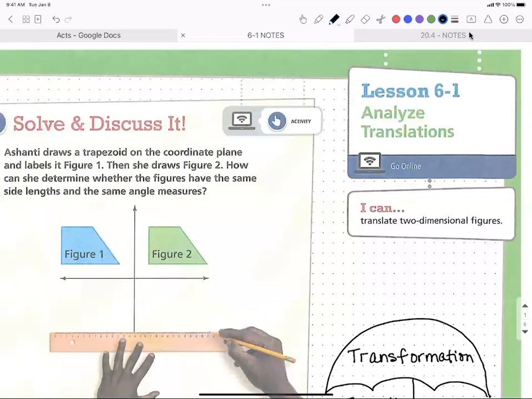All right, so we are beginning topic 6, and today we're going to be in 6.1, and we're going to talk about translations. So we're going to talk about some definitions. I'm going to give you a brief overview, show you some of the notation you're going to use, and then we'll get into a few example problems.